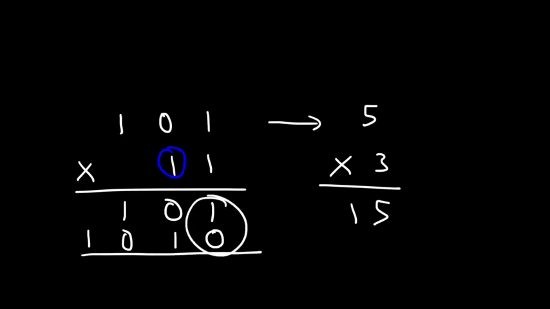So it's two rows. 1 plus 0 equals 1. 0 plus 1 equals 1. 1 plus 0 equals 1. And this we can bring down as 1. So let's separate this in columns.